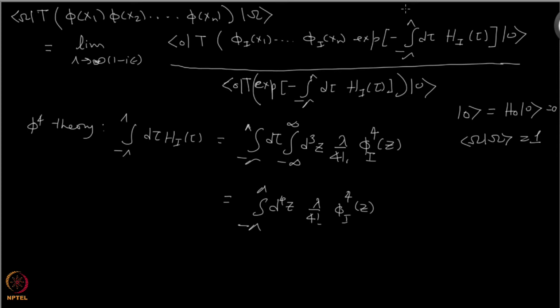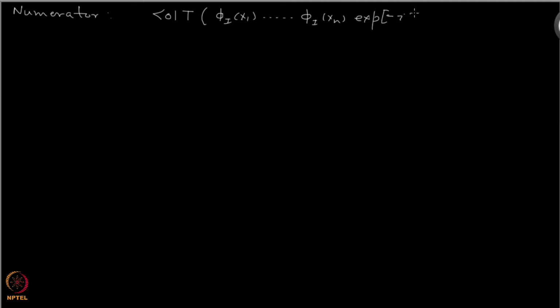I think a factor of i is missing here. d^4z phi_I to the 4. Okay, that's what we want to calculate. So I will just expand this.